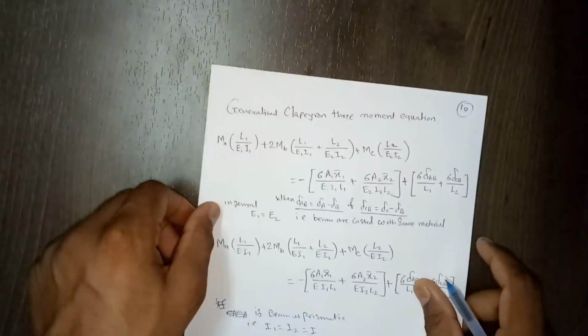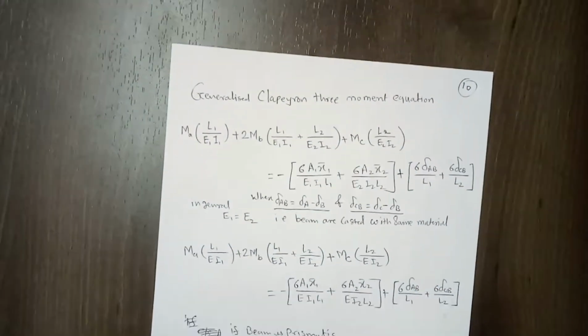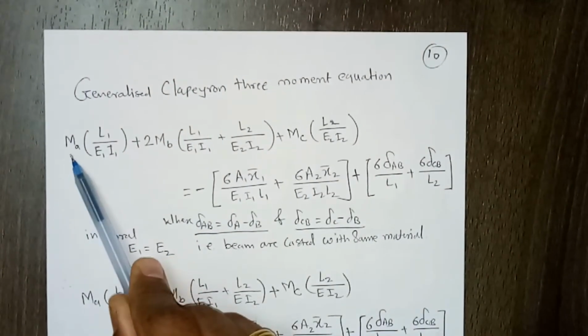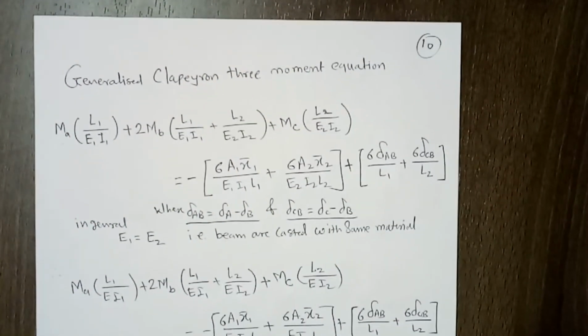In this class we'll be discussing a more general form of Clapeyron's three moment theorem, which can be useful if there is any settlement or sinking of support, or even if there is a change in moment of inertia I of two consecutive spans, or even if there is a change in the material property, that is Young's modulus. So this is the most general form of Clapeyron's three moment theorem, which tells MA, that is the fixed end moment at the most left end.